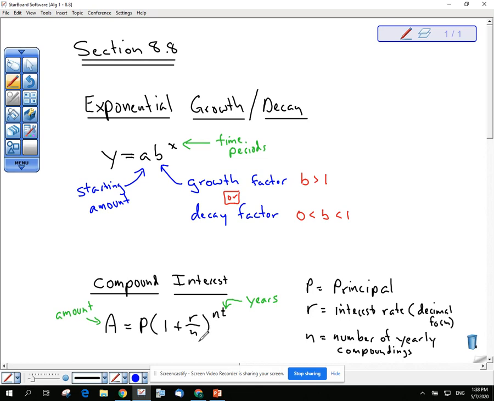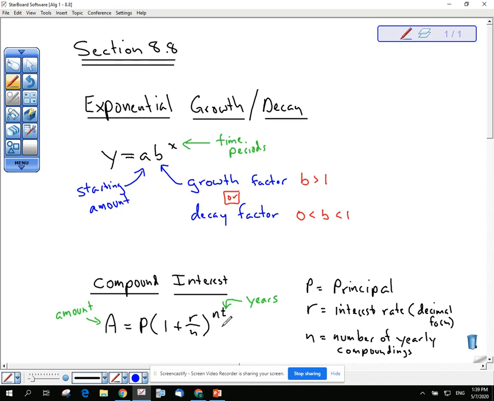N is the number of compoundings within a year. So a lot of times you'll hear of bank accounts that compound monthly. That's pretty common. If it compounds monthly, that means 12 times a year, your N value would be 12. And it goes in two places, notice. It's the denominator of the fraction, then it's also a multiplier in the exponent.